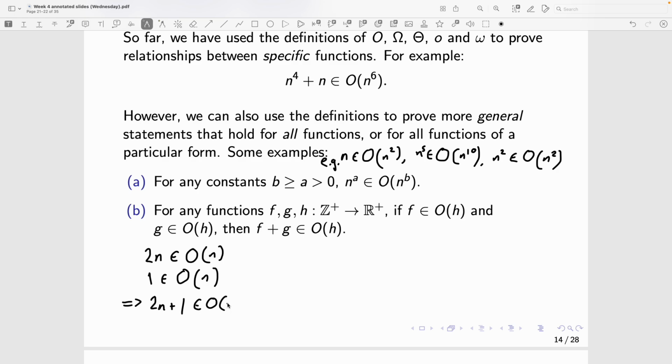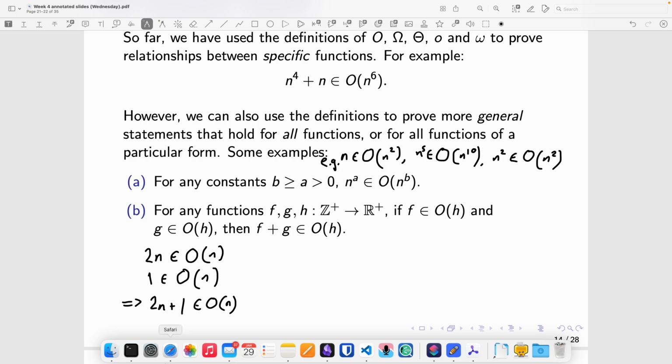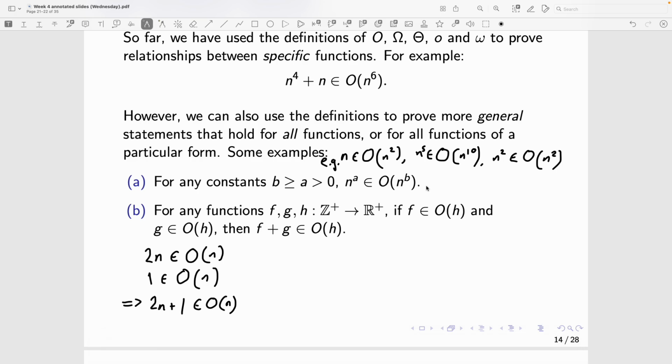And you could use those two things with fact B to find that the sum of those functions, 2n plus 1, is in O of n. So basically, proofs are about to get a lot simpler from here. You will still have to know the definition.